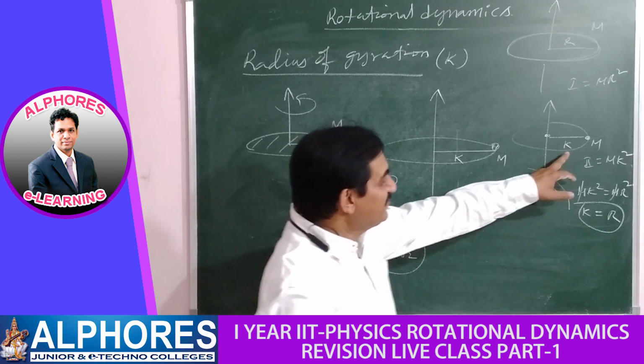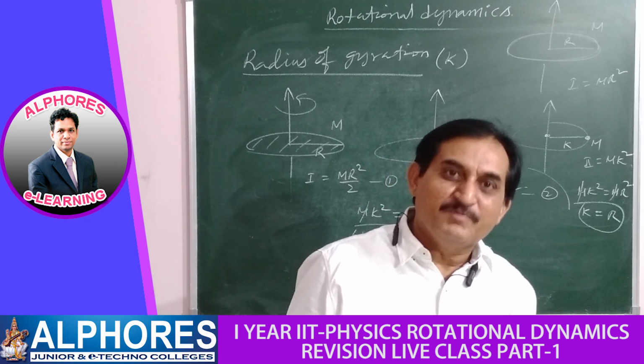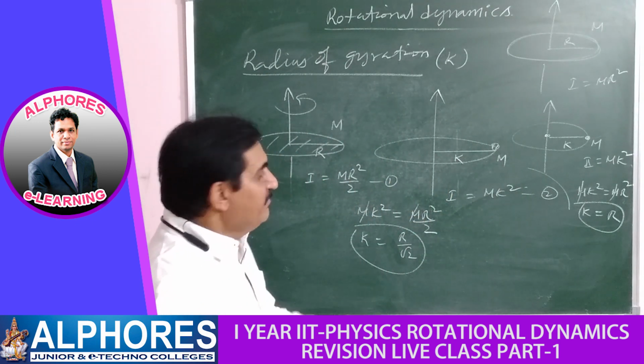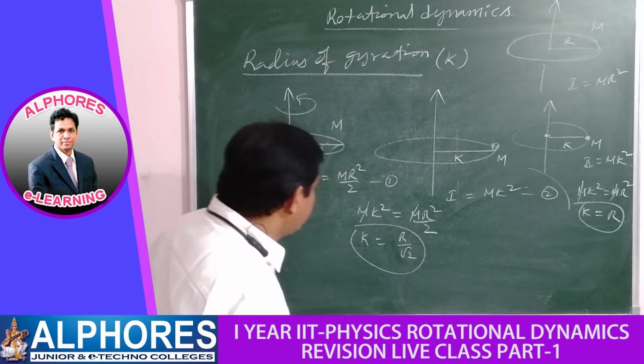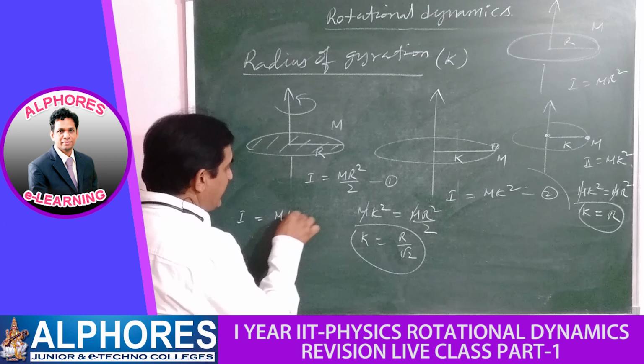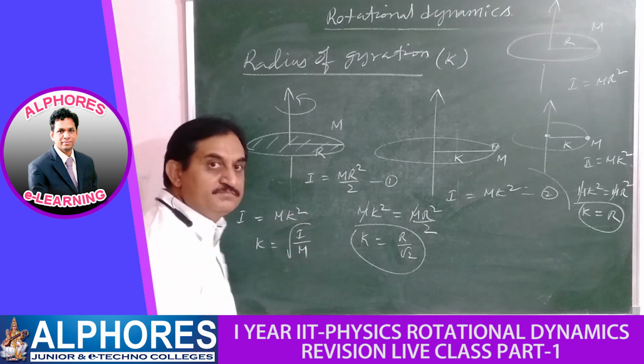Then its moment of inertia will be equal to the moment of inertia of the given object about the given axis. Right? So we can make a formula to find the moment of inertia. Very simple formula: I is equal to mk square. Yes, k is equal to root over I by m.